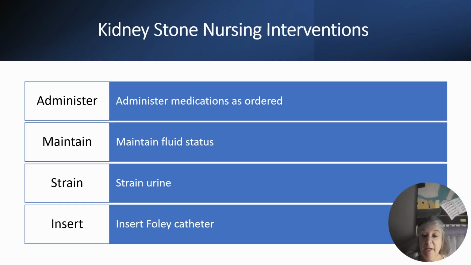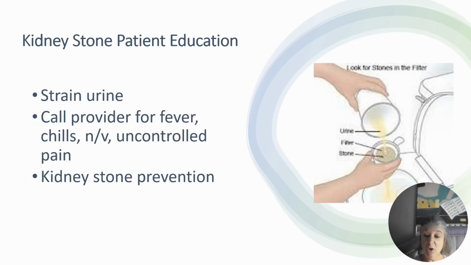So nursing interventions, obviously meds as ordered. We're going to maintain that fluid status. We're going to help strain urine, identify some stones. Possibly insert a Foley catheter, especially if our person is having trouble with retention related to the stone. We don't want urinary stasis to occur, so a Foley might possibly be an answer to that.